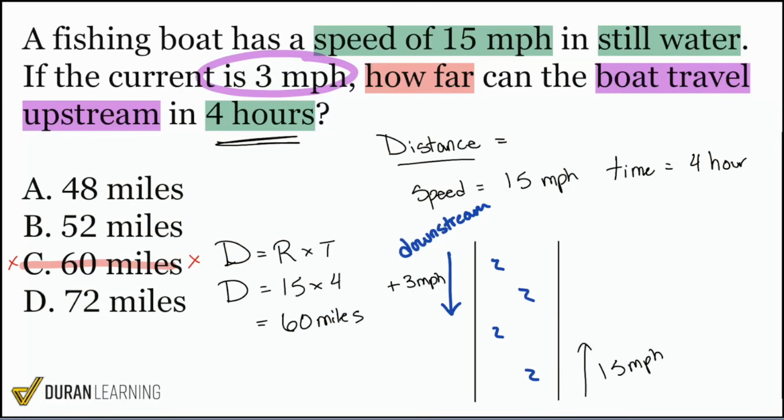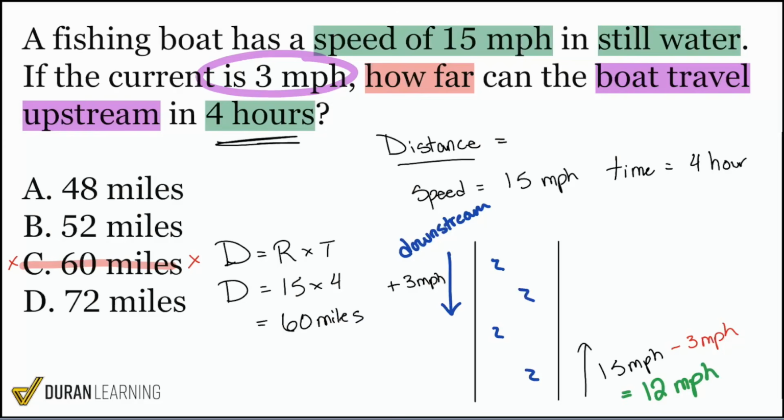Remember, everybody, if we're going downstream with the current helping us, we'll add that to the rate because we'll go faster. But in this situation, everybody, we have to be careful. It's not about the numbers. It's about what the numbers mean. And so here it says the current's 3 miles an hour and the boat is traveling upstream. So we will subtract the 3 miles an hour. And once we do that, everybody, what is the true speed going to be? 15 minus 3 gives us 12. Right there. Boom. That's 12 miles per hour.